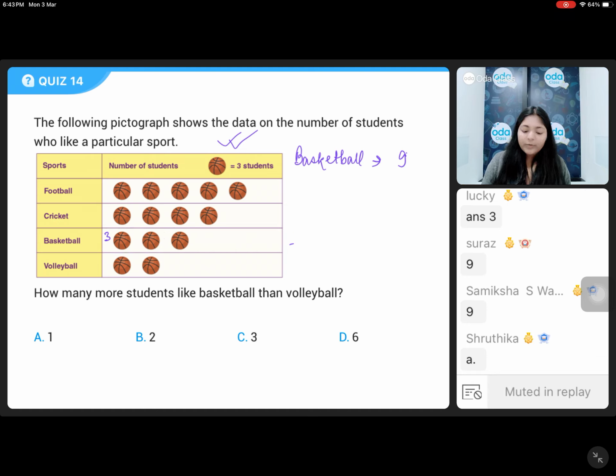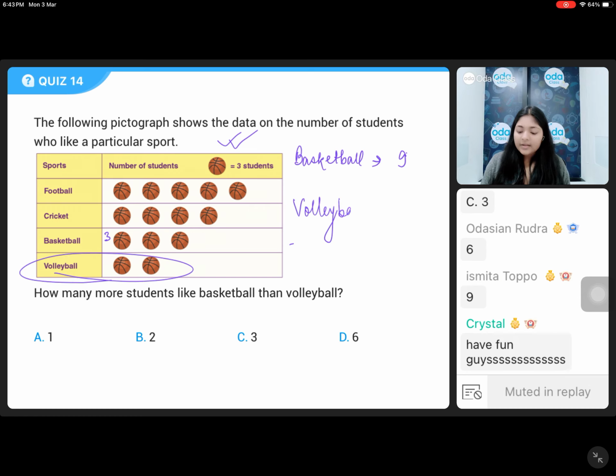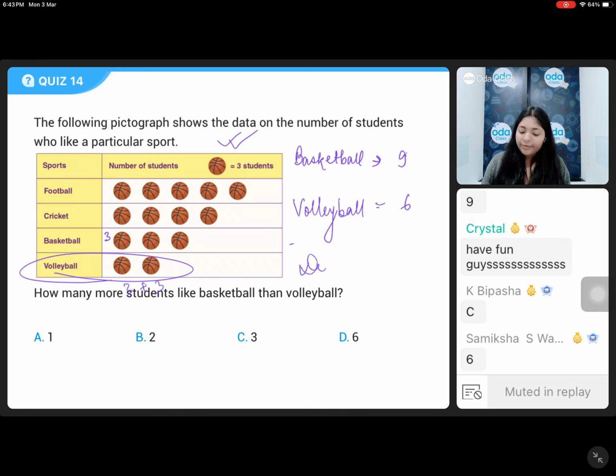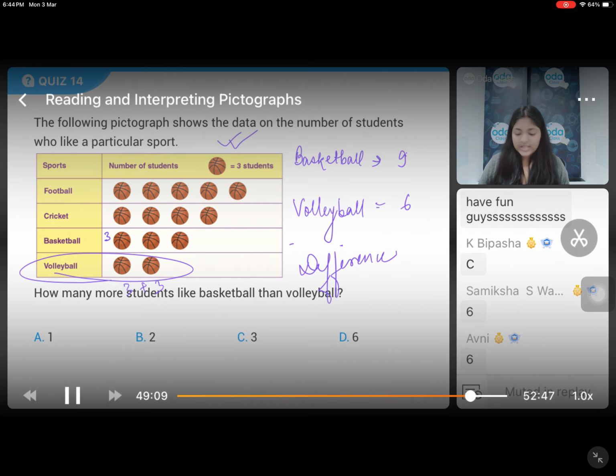Now, we need to calculate for volleyball. So, this is volleyball. For volleyball, how many do we have? It is 2. So, 3 plus 3 is 6. Now, tell me the difference. What is the difference? All of you try and get your answers, bacha. I have made it so easy. Everyone try and tell me. Still, I can see students are making mistakes here. I knew you'd be getting confused. That is why I did this.